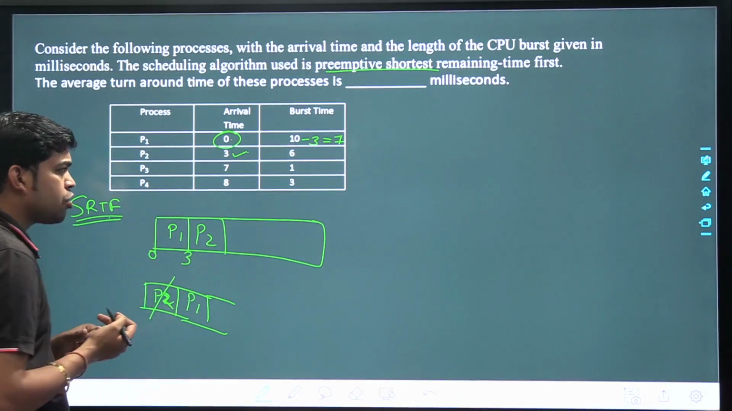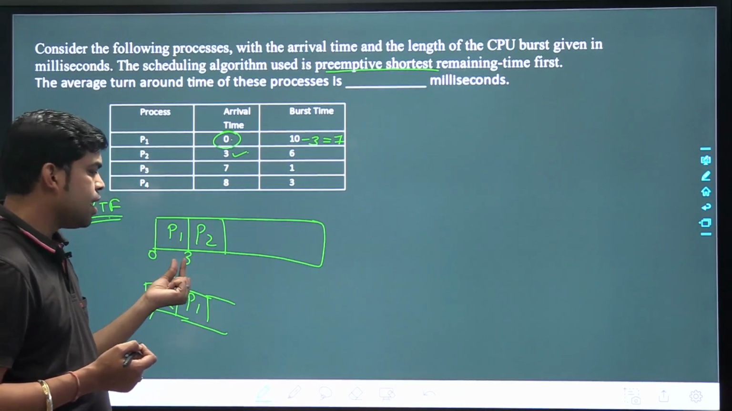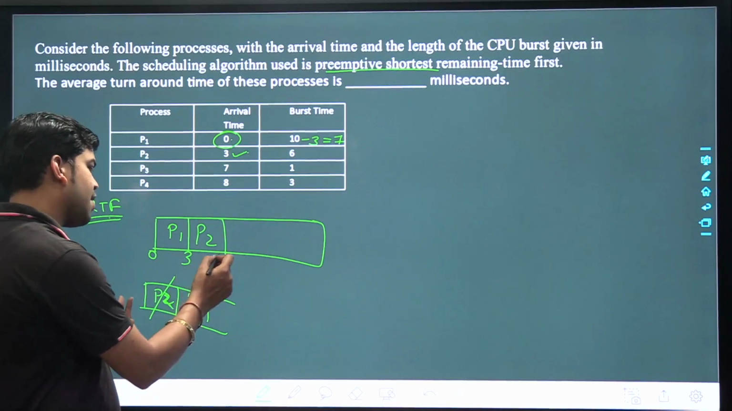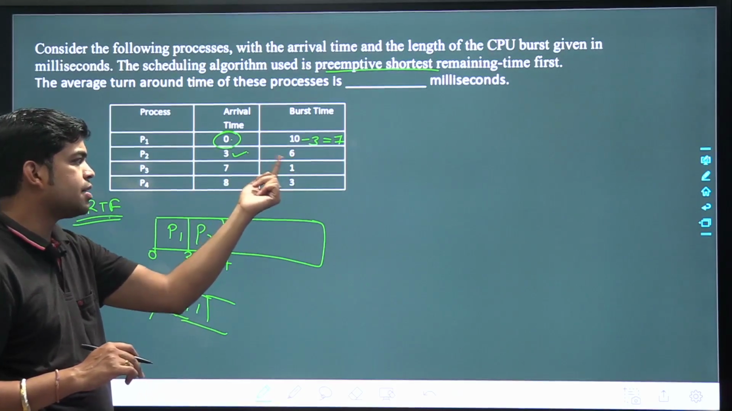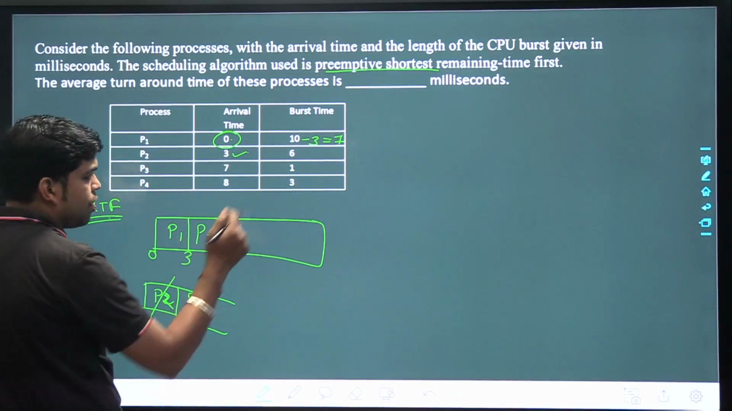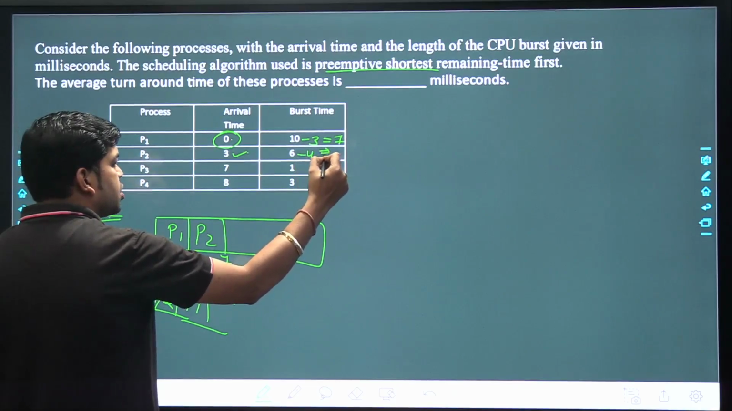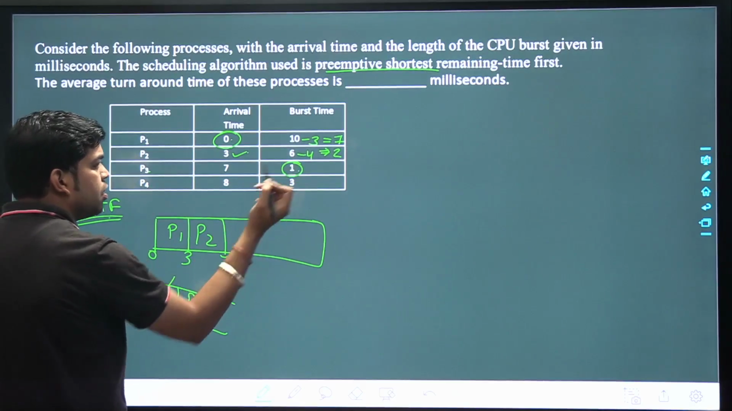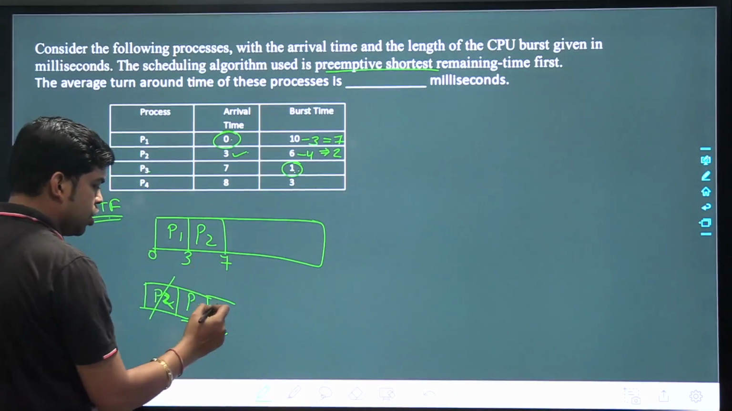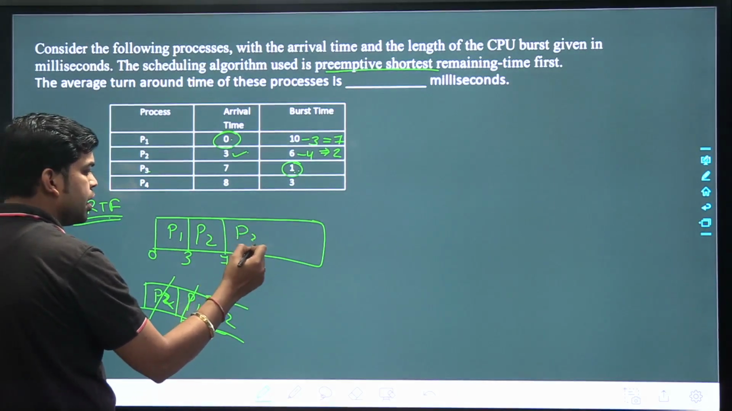Now for how much time is P2 executed? The next process arrives at time 7 and the current time is 3, so definitely till 7 it will execute. Whatever the duration, 6 is required, and from 3 to 7 means 4 units of time it used the CPU. So the remaining burst of P2 is 2, and at time 7 P3 arrives and its burst is 1, so definitely 1 is less than 2, so we need to preempt P2 here and allocate the CPU to P3.